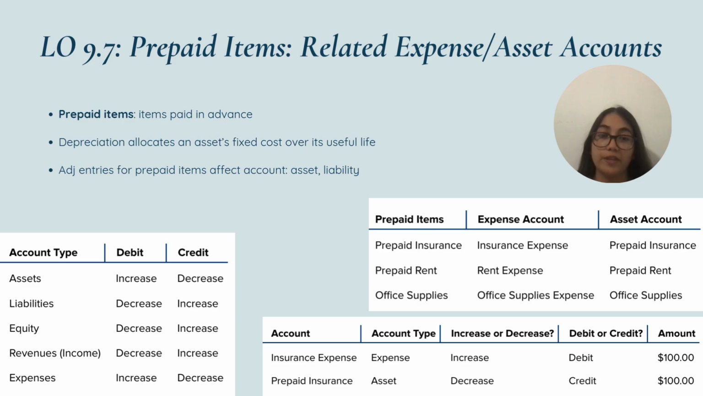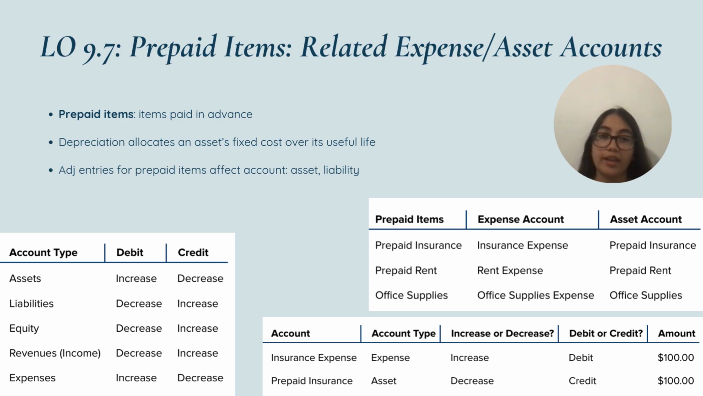An example of this can be seen with prepaid insurance affecting the expense account of insurance expense and the asset account of prepaid insurance. Prepaid rent affects the expense account of rent expense and the asset account of prepaid rent. And office supplies affect the expense account of office supplies expense and the asset account of office supplies.